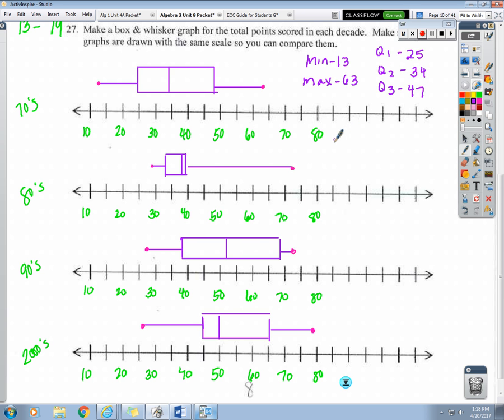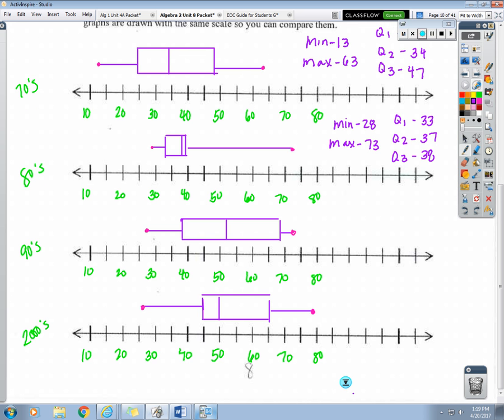Okay, for the 80s, what was the minimum? Maximum? Quartile 1? 33. Quartile 2? And quartile 3.